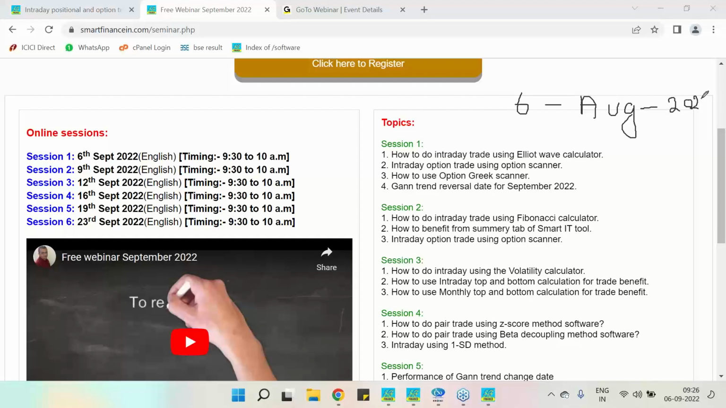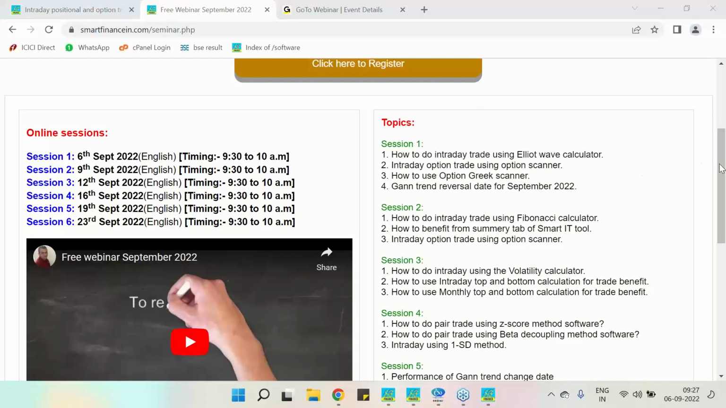So using the one SD, out of 6 sessions, in 5 sessions you experienced success in intraday trade using the one standard deviation software. The software has a lot of features. Not only did we take up the one SD software, we also demonstrated the Gann software, intraday top and bottom, and the monthly top and bottom. So those are the things done for August. Our software has many other features.